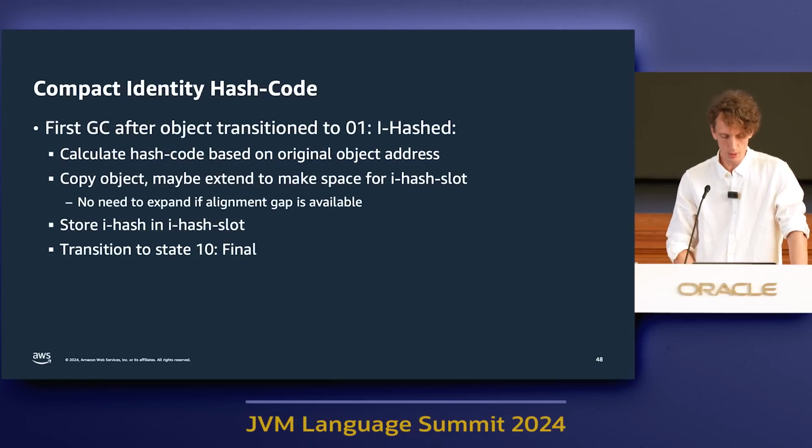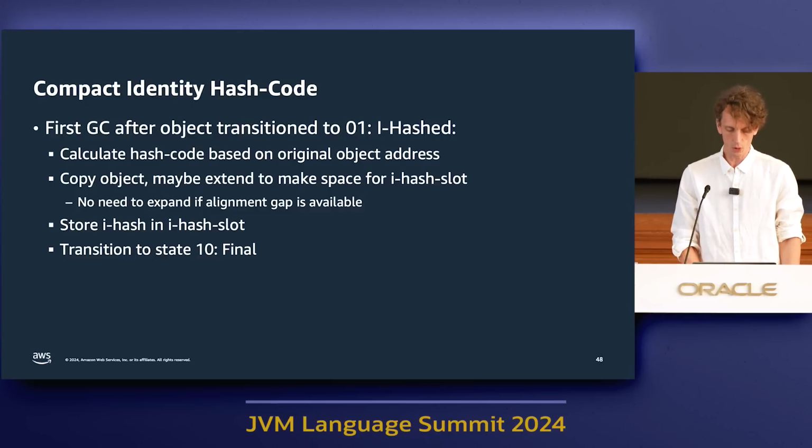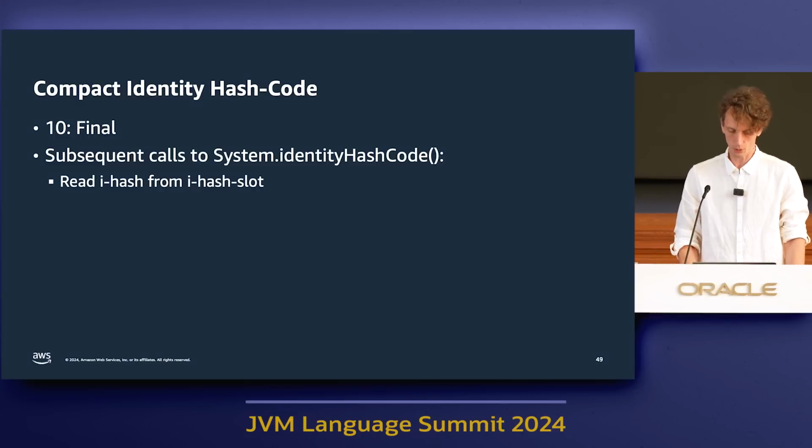When that happens, we calculate the hash code based on the old object address one last time, then make a copy of this object. We reserve an extra slot, if necessary, at the new location, and then we stick the hash code there. We transition the state to this 1-0 final state, and from there on, we only ever read from that slot.